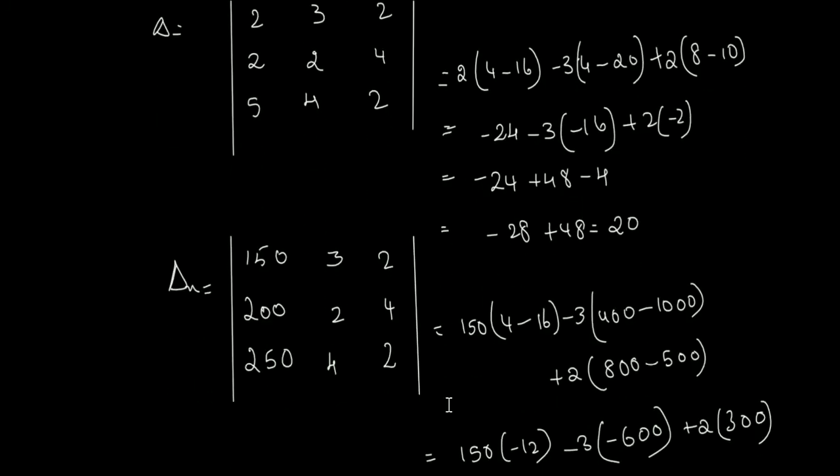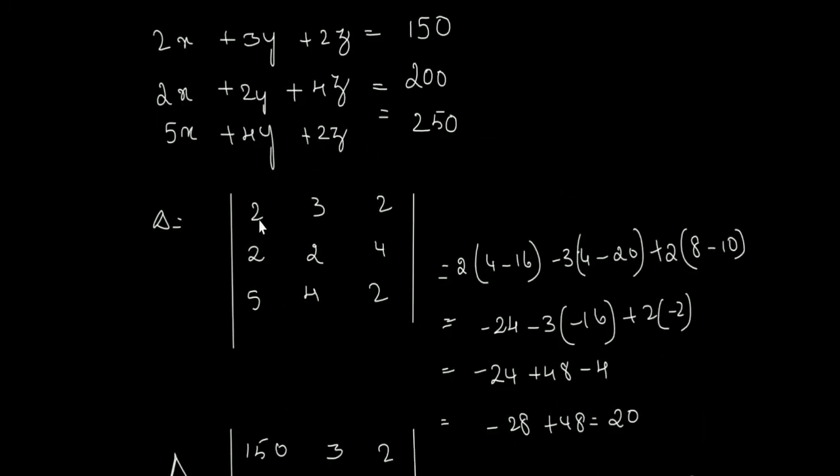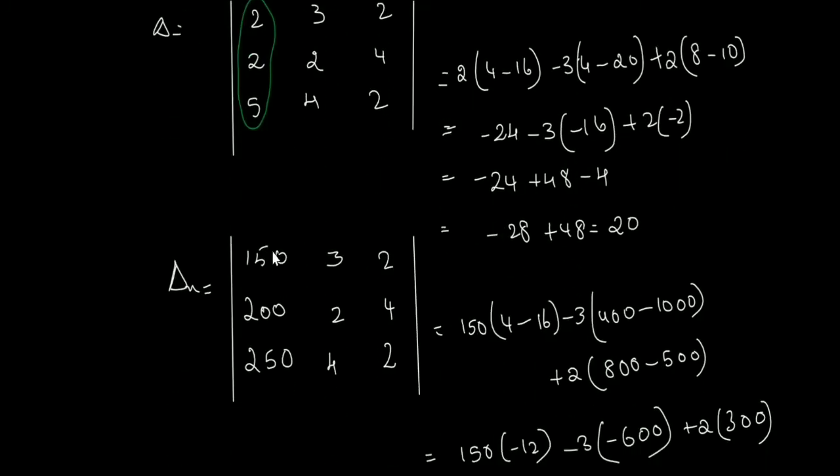So now we have to find delta x. So what is delta x? We all know now the first column of delta should be replaced by the constants. So you will get 150, 200, 250. The first column of delta x is replaced by the constants. Second column 3 2 4 as it is. Third column 2 4 2 as it is.